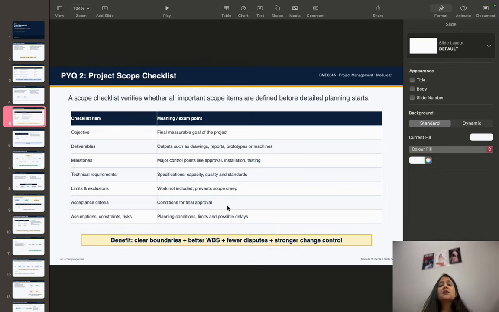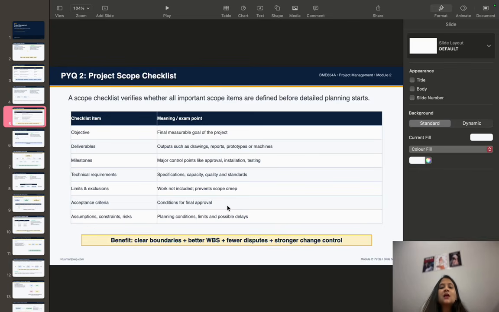Fifth, the limits and exclusions. This tells what work is not included in the project and helps prevent scope creep. Sixth is the acceptance criteria. These are the conditions for the final approval. And finally, we include the assumptions, constraints, and risks. The benefit of the scope checklist is that it gives clear boundaries, which supports better WBS preparation, reduces disputes, and improves change control.